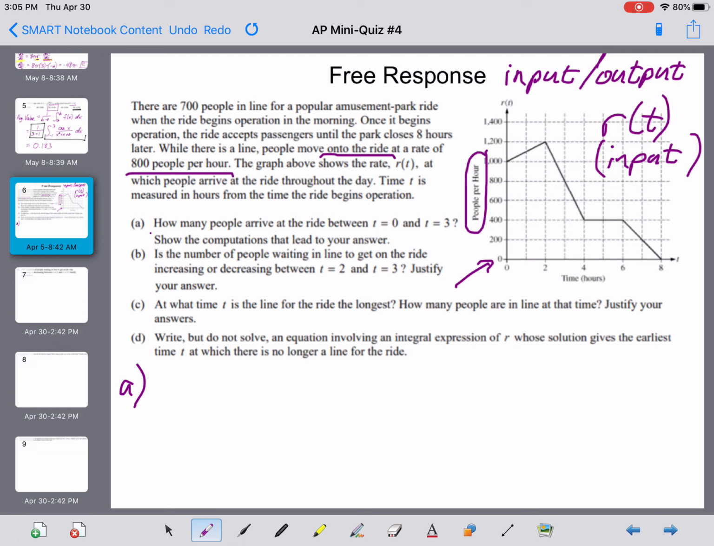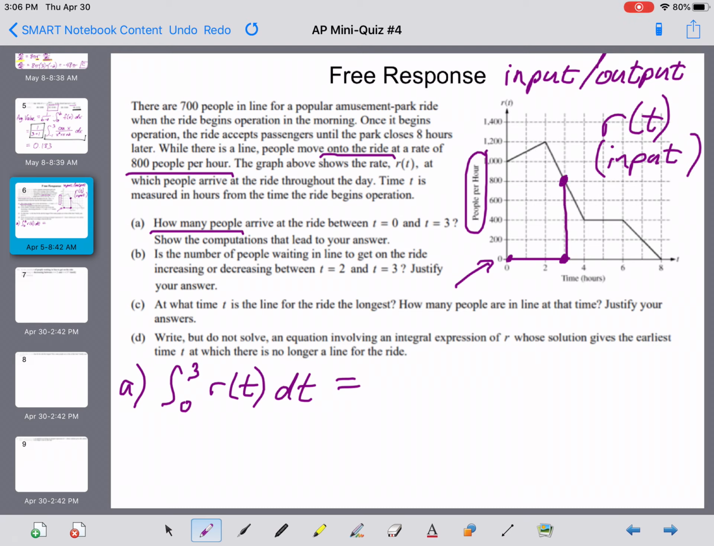What we want to know is how many people arrive at that ride there. So the way to go from a people per hour rate function to the total number of people would be to integrate that. So they wanted us to evaluate an integral from 0 to 3 of this R of t function taken with respect to t. Without an explicit definition of R of t, we had to just say, starting at 0 right here and ending at 3, we're going to evaluate the integral by using geometry.